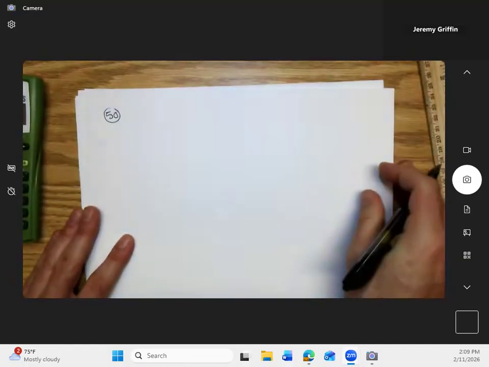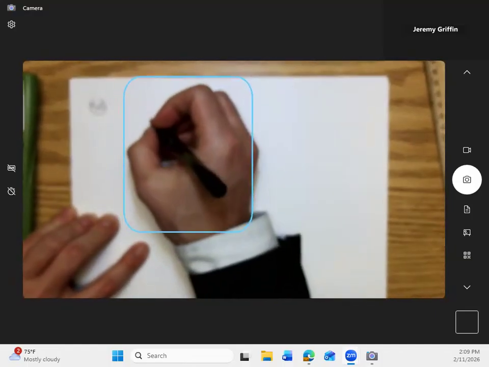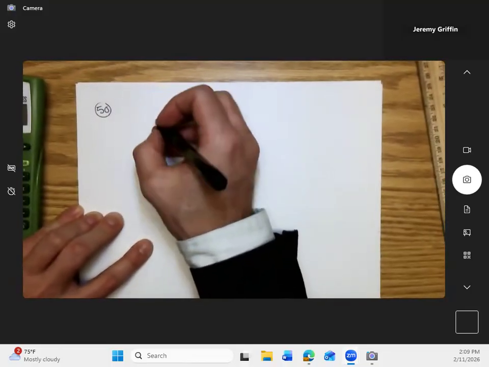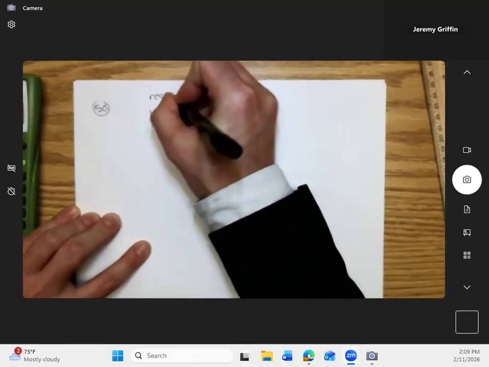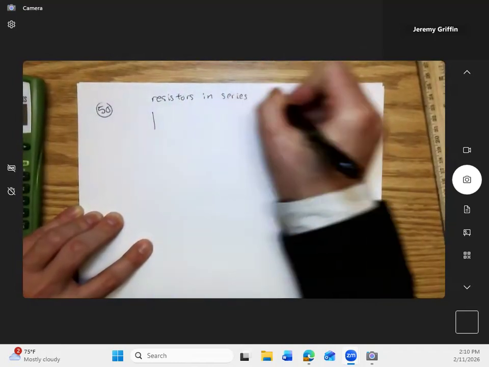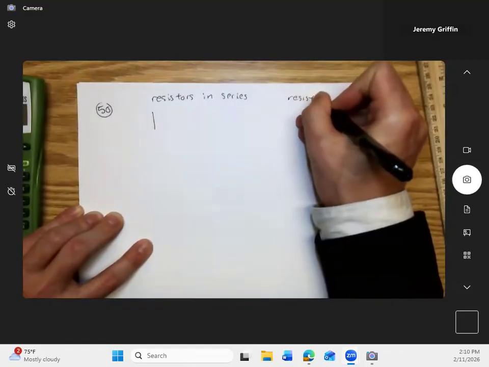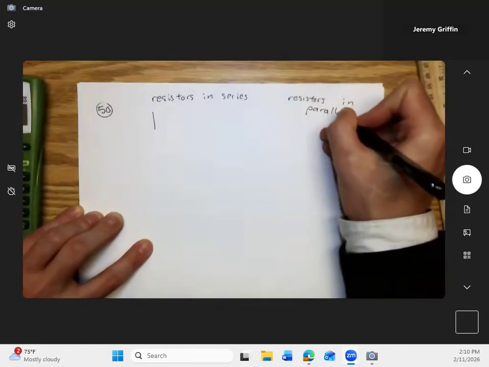Resistors in series. Okay. Now, what does that mean? Resistors, or sorry, in parallel is what I meant to say. Here, I'll draw both of them for you guys. Let's do resistors in series and resistors in parallel.